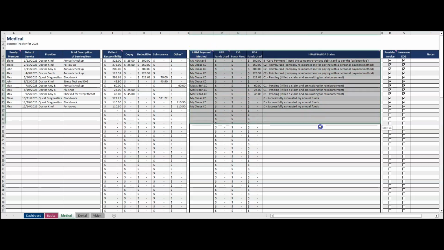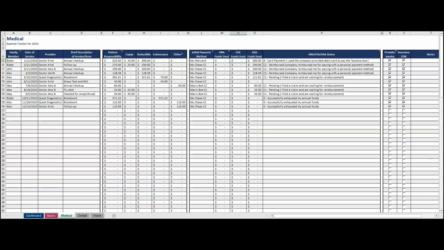Then this section is how you paid for it. The first column is how you actually paid the amount due to the provider. Feel free to use whatever words trigger your memory. For example, I have a Chase credit card, so a lot of times I write in my Chase credit card in this column. And then the next 3 columns are if you used your HRA, FSA, or HSA funds.